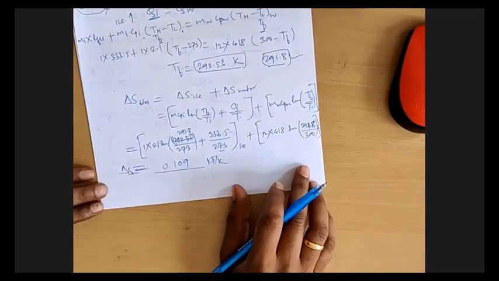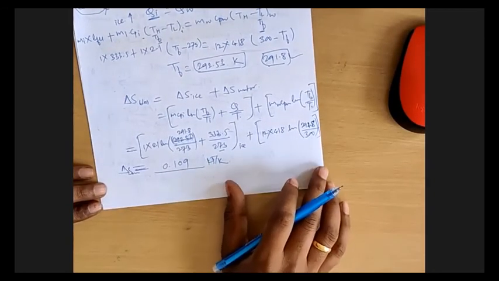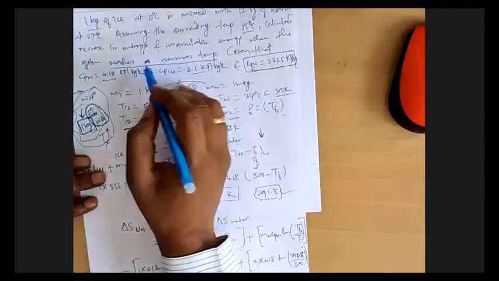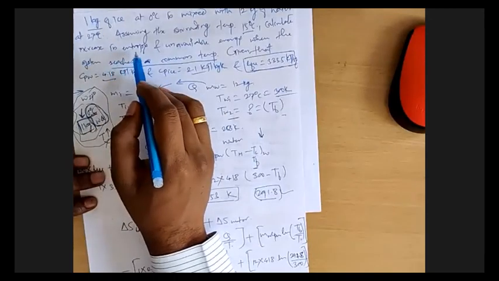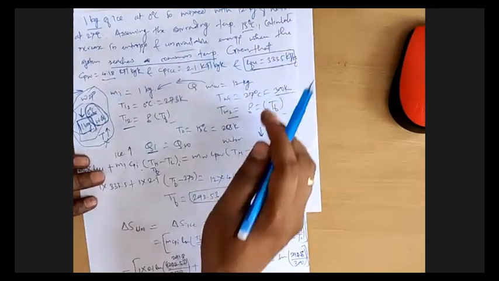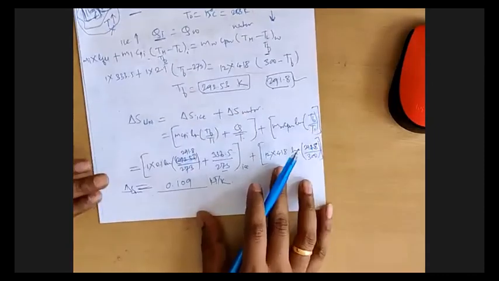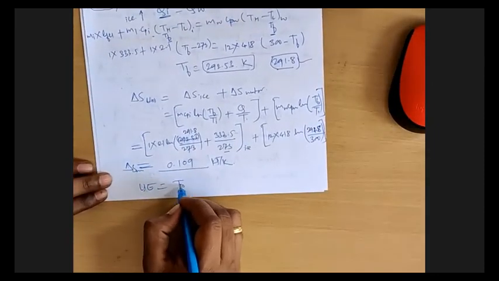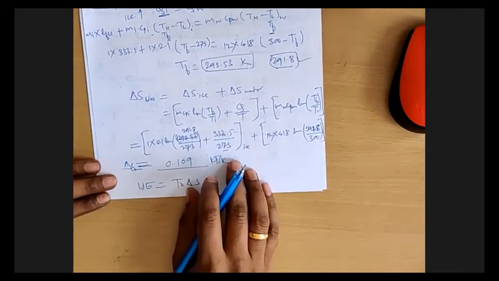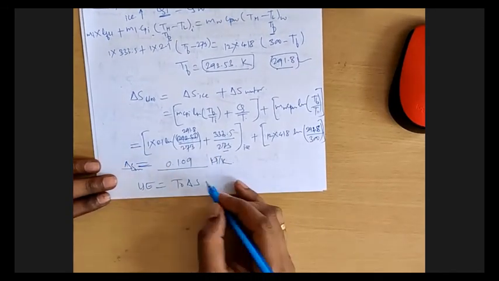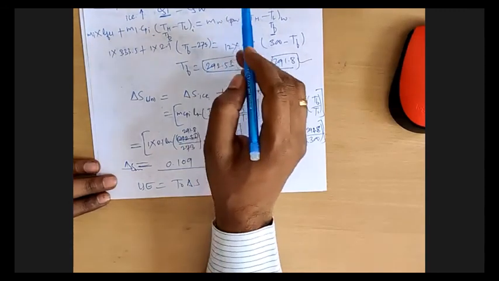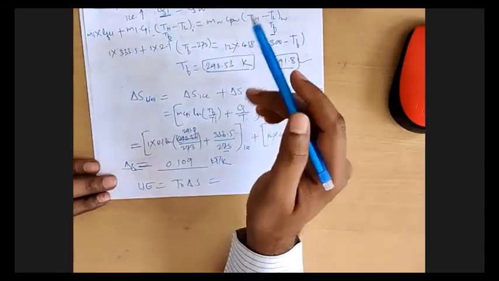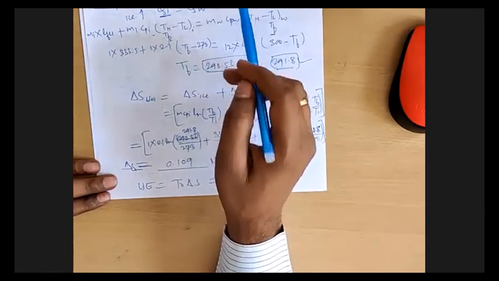Okay. So delta S total has to be 0.109 kilojoules per Kelvin. That is the answer of the first part, that is increase in entropy. The second, we need to find unavailable energy or increase in unavailable energy, and that is going to be T0 into delta S. Delta S we just calculated. T0 is the atmospheric temperature, and atmospheric temperature is 15 degrees Celsius, that is 288 Kelvin.